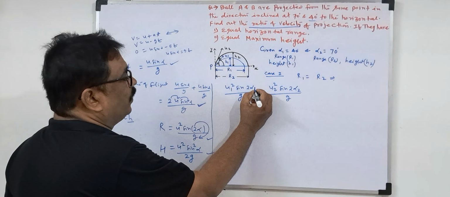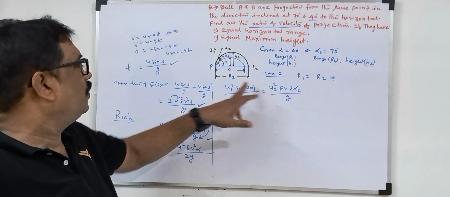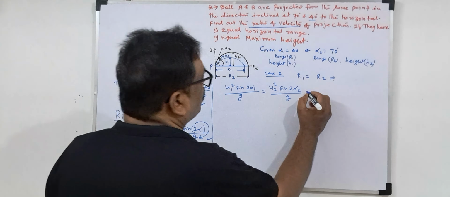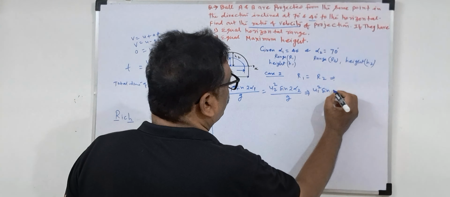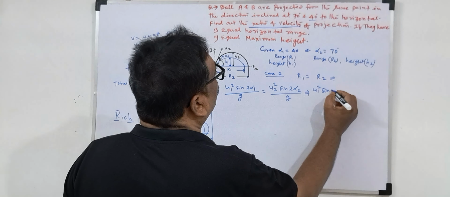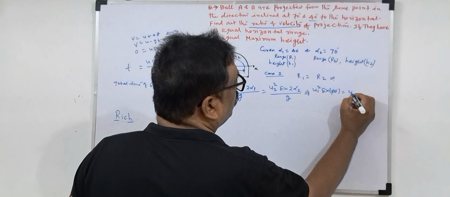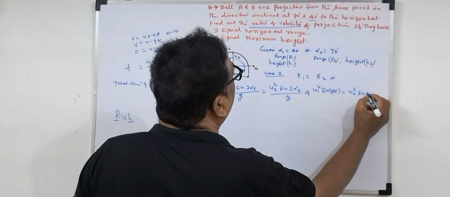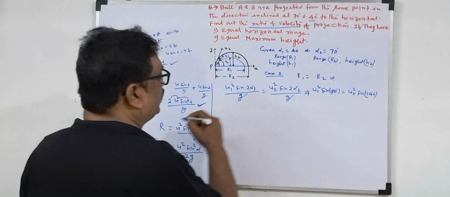So R1 is equal to R2, range: u square sin 2 alpha by g. Because in this range they are asking what is the ratio of the velocity, we'll substitute the values first. u1 square sin 2 alpha 1, where alpha 1 is 40 degree, so sin 80 degree, is equal to u2 square sin 140 degree. g and g get cancelled.